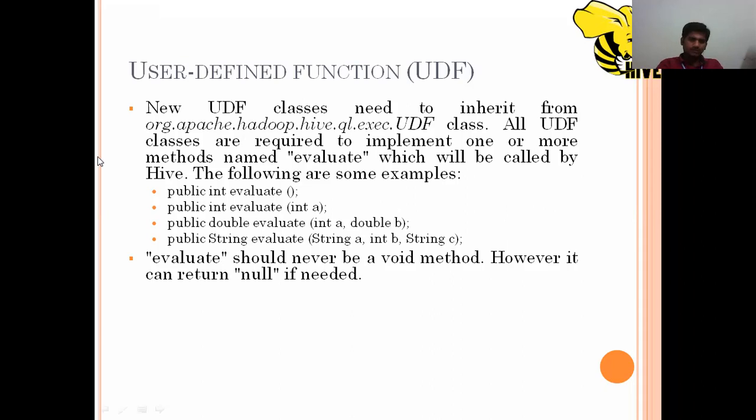The first one is without parameter. The second one is with one parameter. Here, two parameters. And here, with a string as a parameter. So evaluate should never be a void method. What is the meaning of void? Void should not return any value. In such cases we are not returning any value. So we should never have a void method.